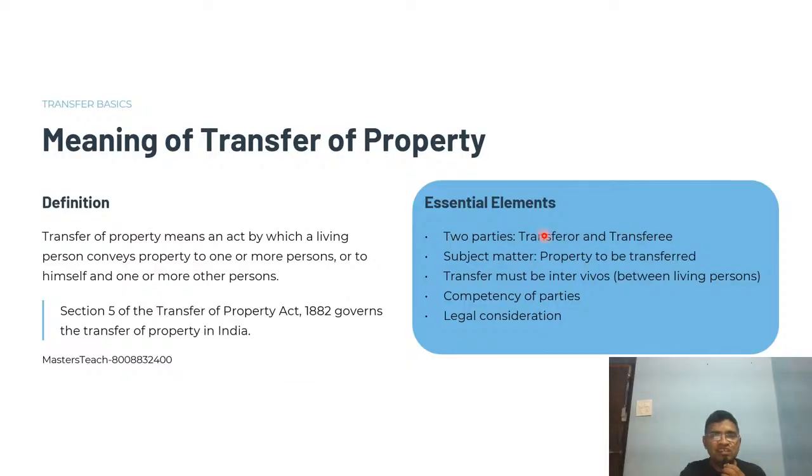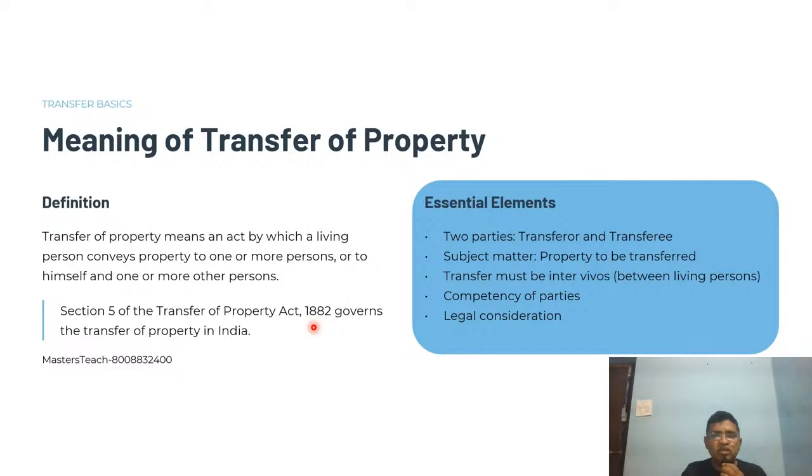So the essential elements of the transfer: there are two parties, transferor and transferee. Then subject matter, property to be transferred. So transfer must be inter vivos. That means the transfer must be between two living persons, and competence of parties. So legal consideration is there. So these are the key essential elements. Do remember Section 5, the Transfer of Property Act 1882.